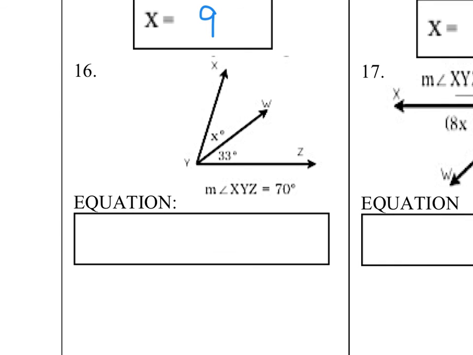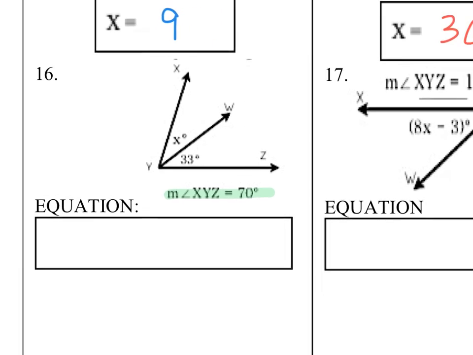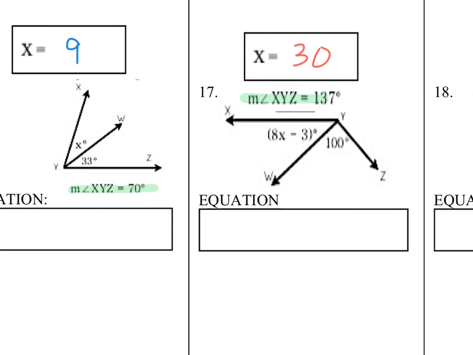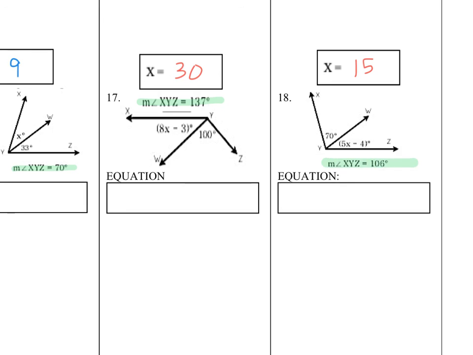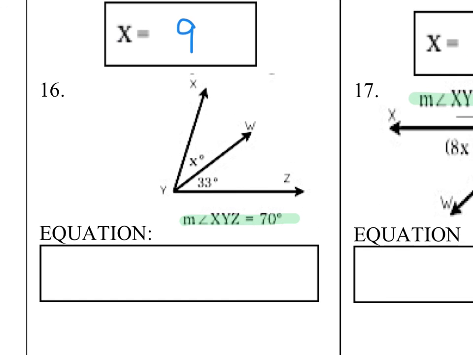Okay, these equations give us information. If you take a look, the measures of angles are telling us how much. That means the measure of angle XYZ equals 70. That means this angle plus this angle is going to equal 70. So this angle plus this angle is going to equal 70.